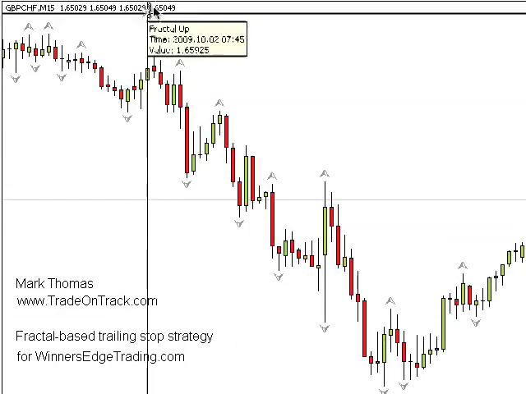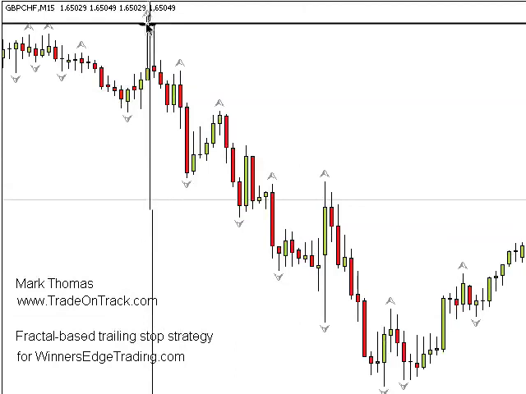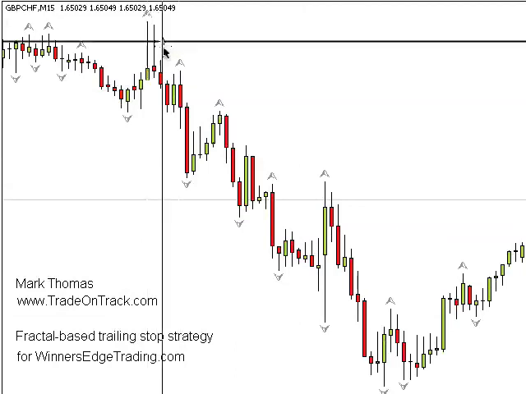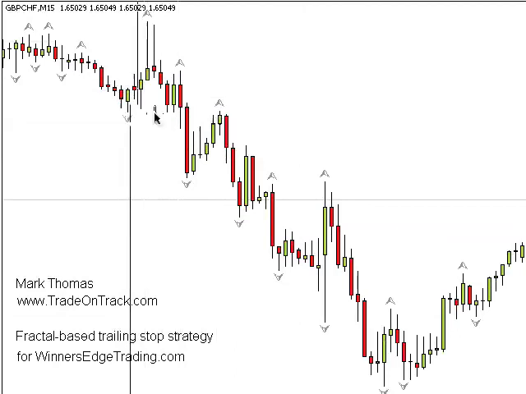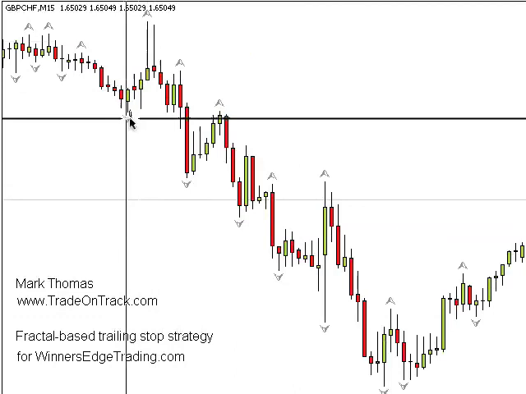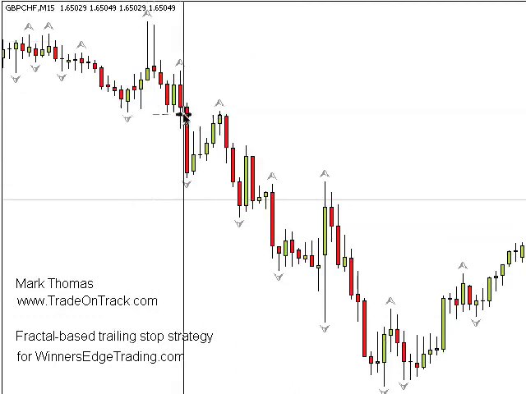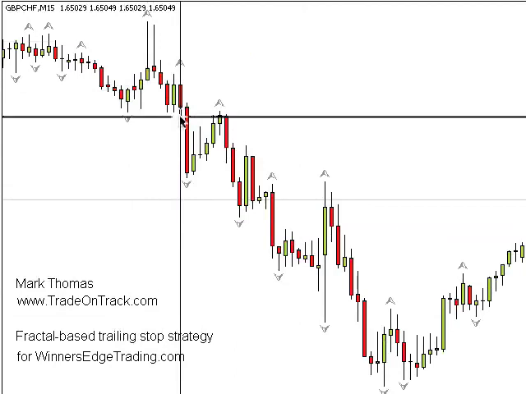And the up fractals are termed bearish fractals because they're often a turning point where price will turn back down and keep going. So let's say we enter our trade when price breaks through this level, which is our down fractal, which would have happened on this candle right here. So it's broken through this level.